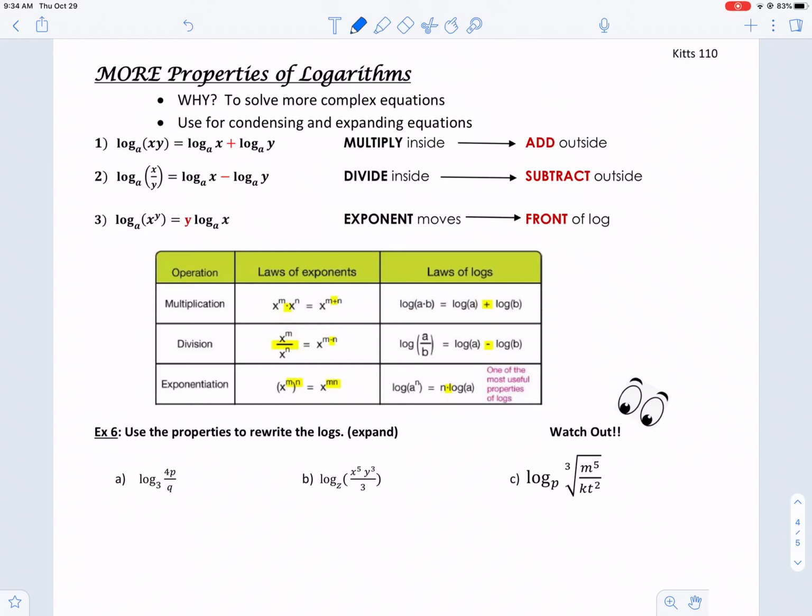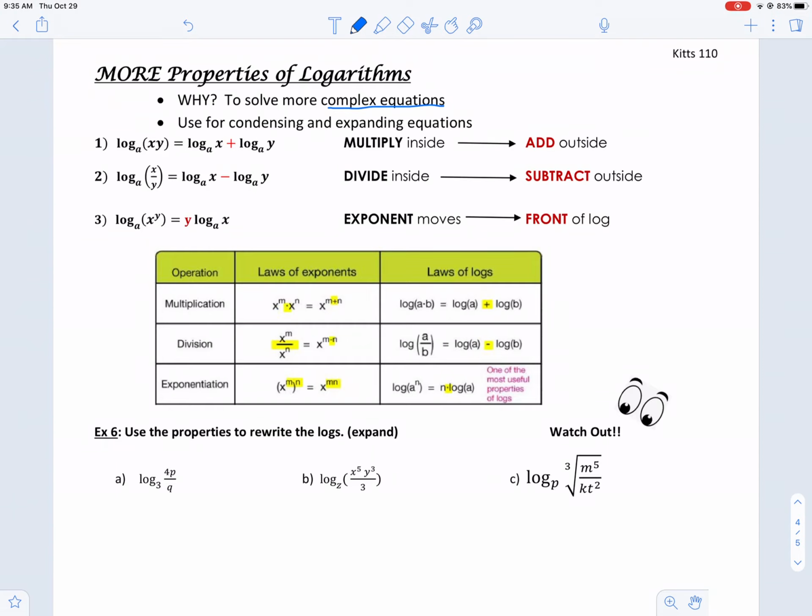Okay, so now we will finish up section 6.3. We just have 3 more properties of logarithms, and we're going to use these properties to solve more complex equations. They're used for condensing and expanding equations. So we mainly practice by expanding, and then we use the condensing more in our equations. So here's our 3 properties.